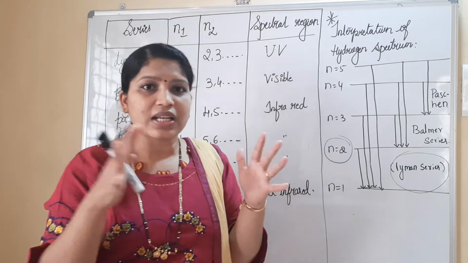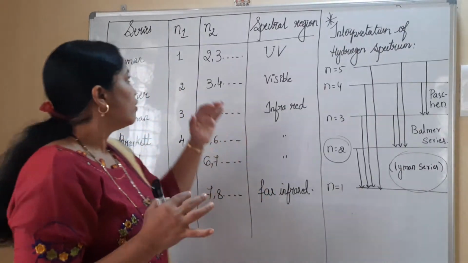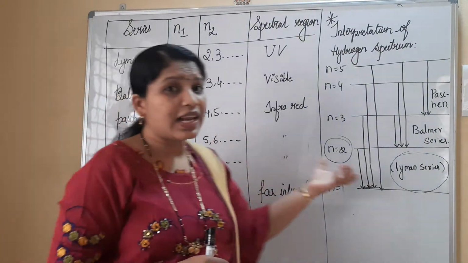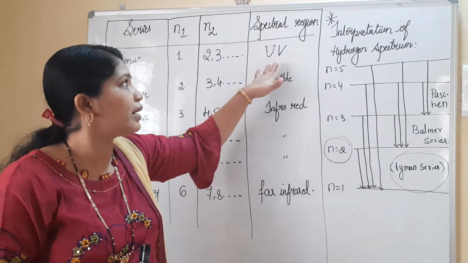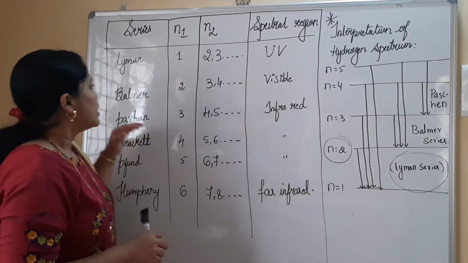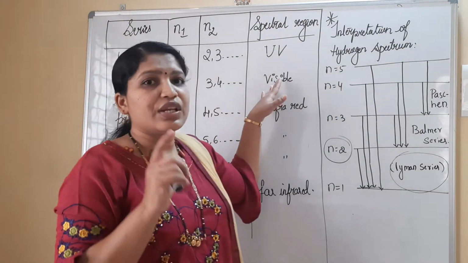The wavelength ranges have also been given names. The first one, the Lyman series, where does it lie? It is going to lie under the ultraviolet region. Second, we have the Balmer series. Where does the Balmer series lie? It lies in the visible region.